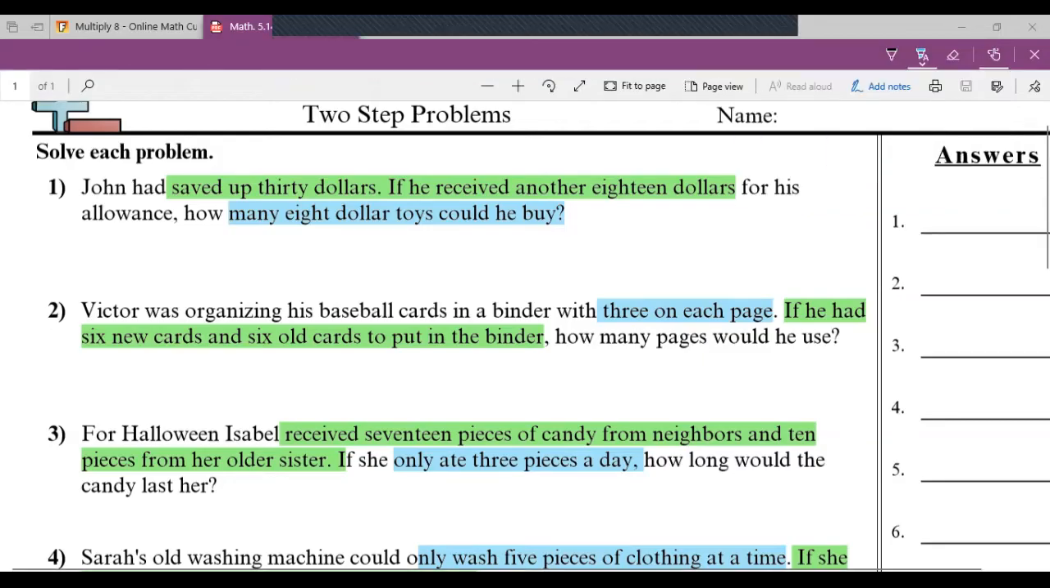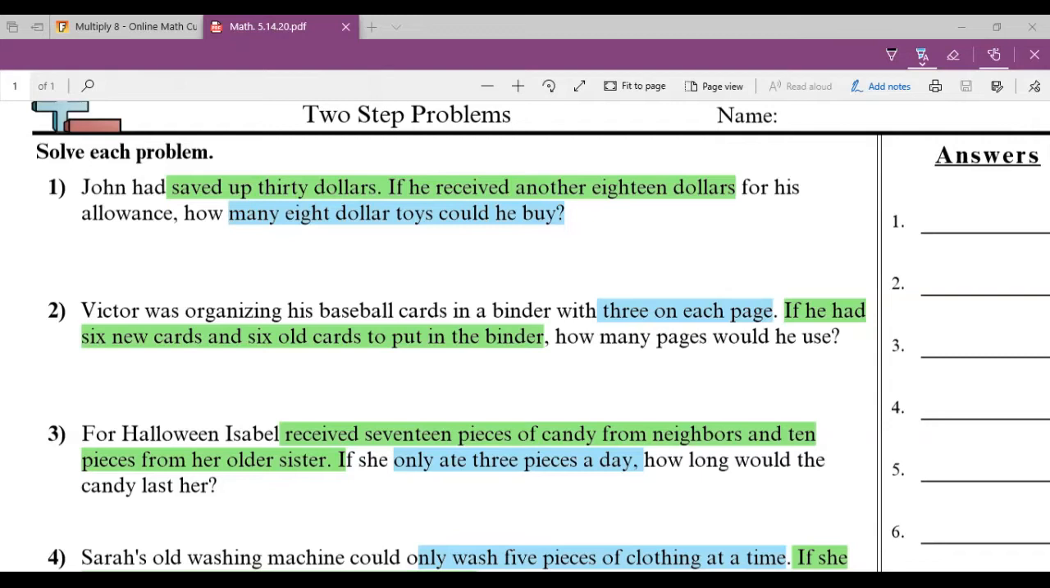We're going to go ahead and get started with our two-step word problems for today. Our directions are to solve each problem. Now, remember, we're working on all operations. That's what we've been doing this entire week: addition, subtraction, multiplication, and division. We won't know which operations we'll need to use for which problems until we get into them. So let's get started with number one.